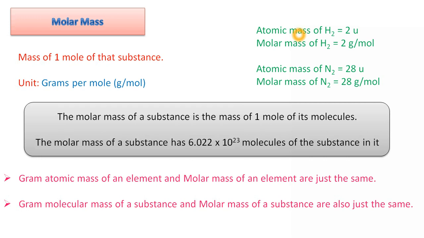And all the compounds, however, have only gram molecular mass. And from all this discussion, what we conclude is that the gram atomic mass of an element and the molar mass of an element are just the same, and the gram molecular mass of a substance and the molar mass of a substance are also just the same.